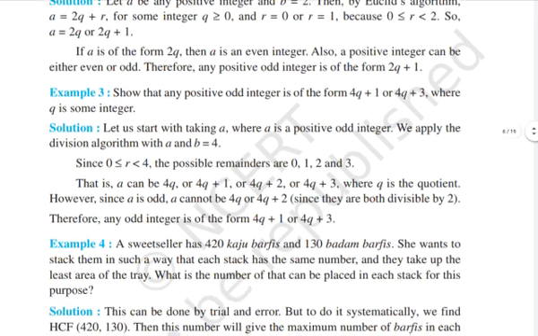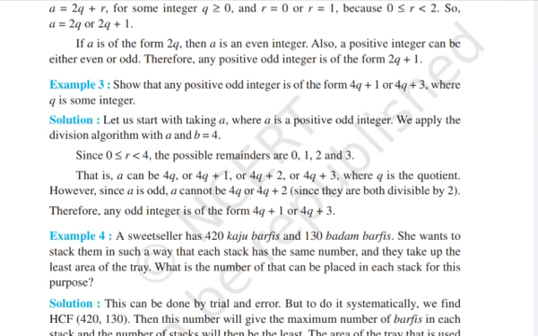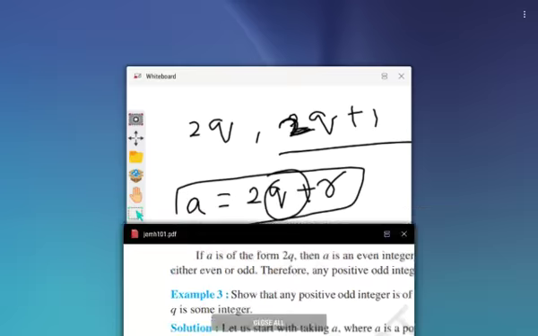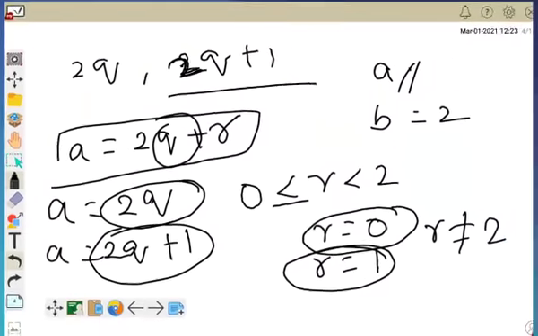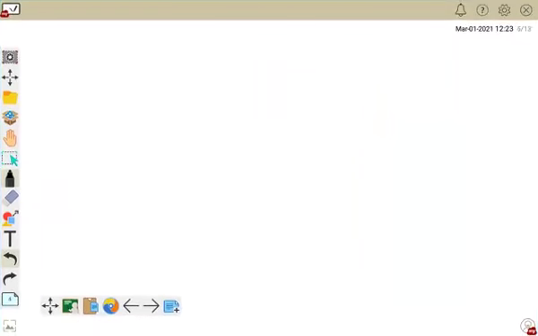For third sum போலாம். Show that any positive integer is of the form 4q plus 1 or 4q plus 3. Okay, so in this case it's always an odd number. So let's see this sum also. So they have asked the number should be of the form 4q plus 1 or 4q plus 3.